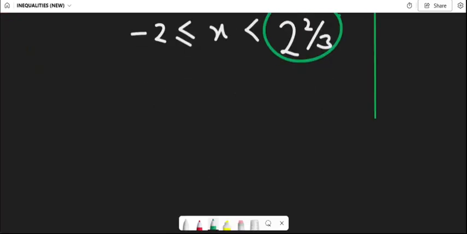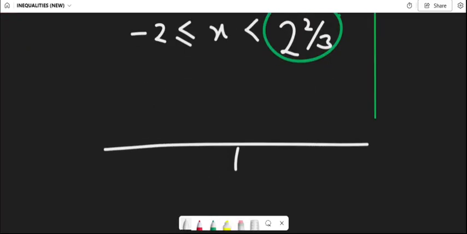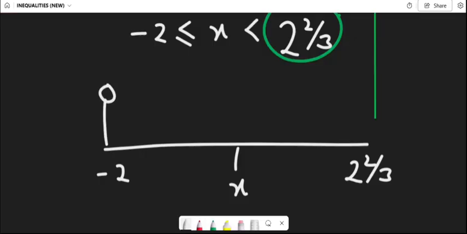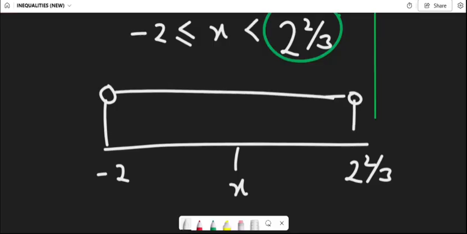So if I want to represent it on a number line, I'm going to have my x in the middle. As we all know, here should be minus 2, and here should be 2 whole number 2 over 3. What they need is to represent them properly on a number line. So this side will be shaded. Why is it shaded? Because we are having less than or equals to. But this side is not shaded. Why is it not shaded? Because we're just having an ordinary less than. So this is how you represent it on a number line.